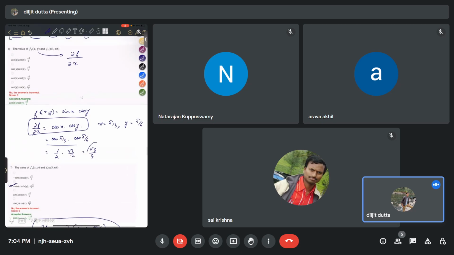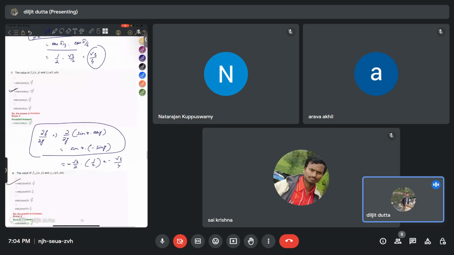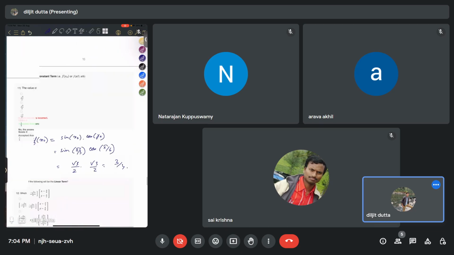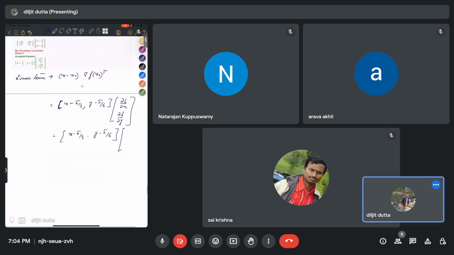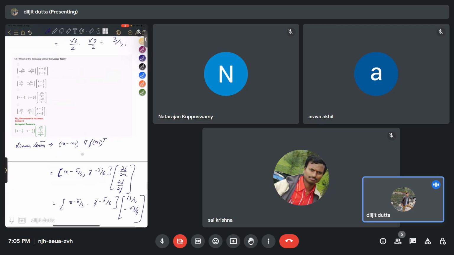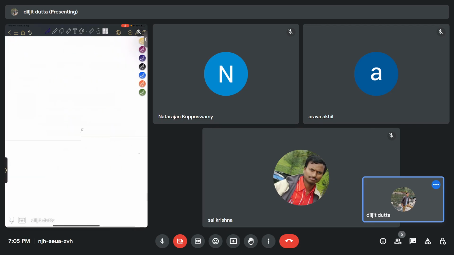Del f by del x is root 3 by 4. And del f by del y is also minus root 3 by 4. So del f by del x is root 3 by 4, del f by del y is minus root 3 by 4. So this is the term. So answer is x minus pi by 3, y minus pi by 6, times root 3 by 4, minus root 3 by 4.